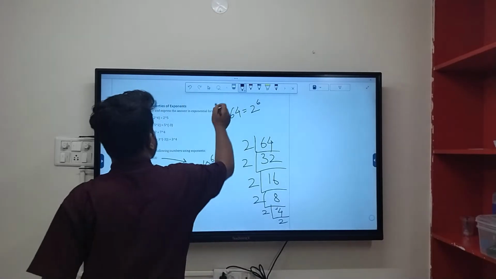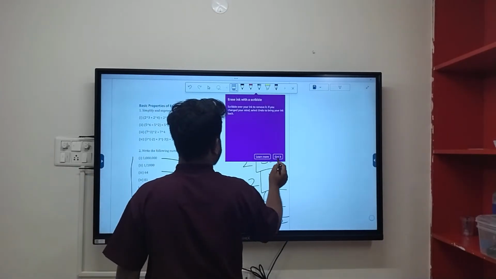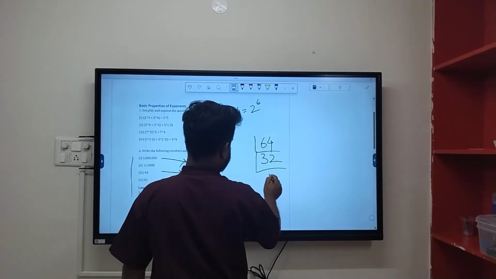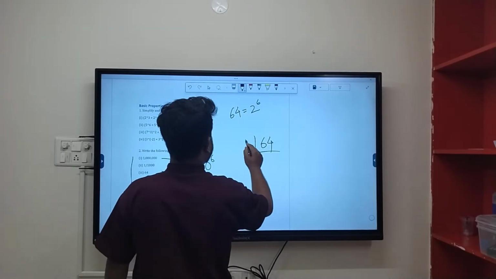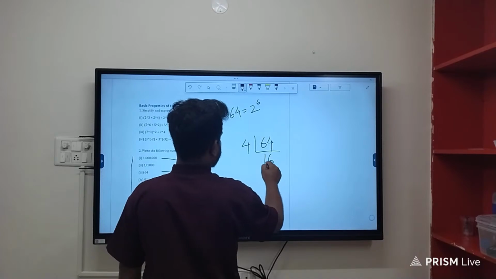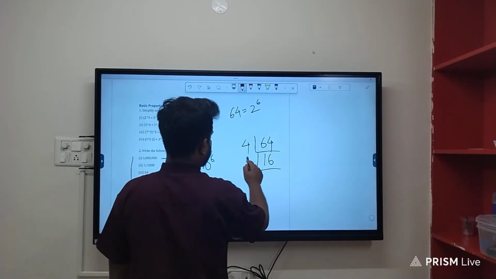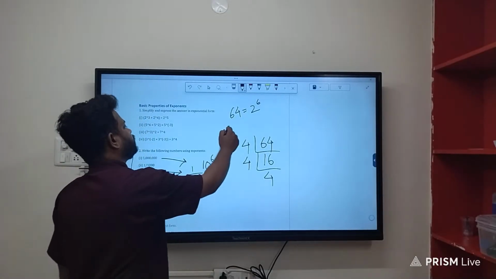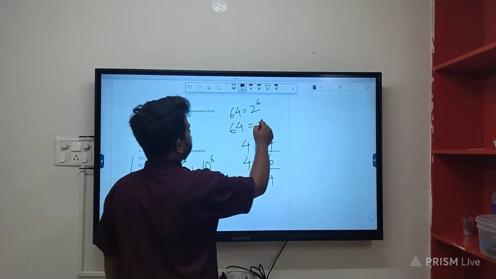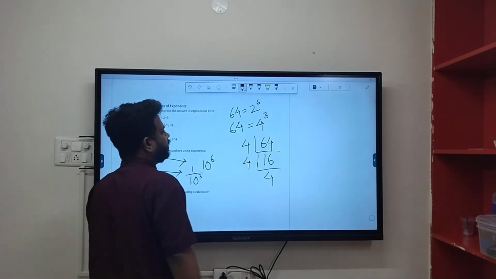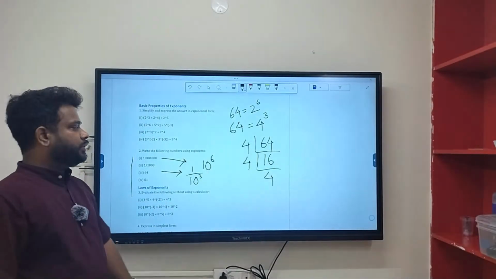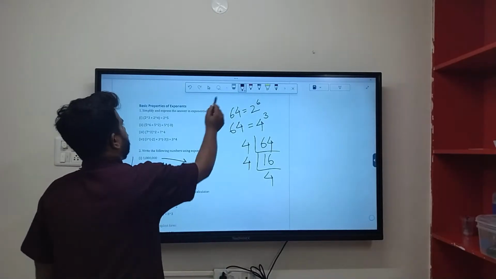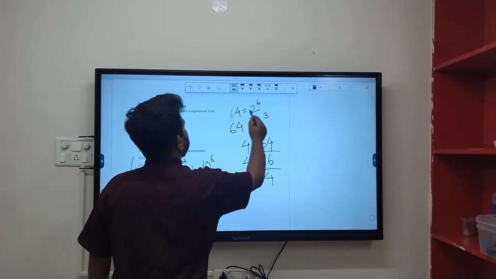Okay, we can also do this with 4. There are 3 4s, so 64 can also be written as 4 to the power 3. And 81 can also be done like this.